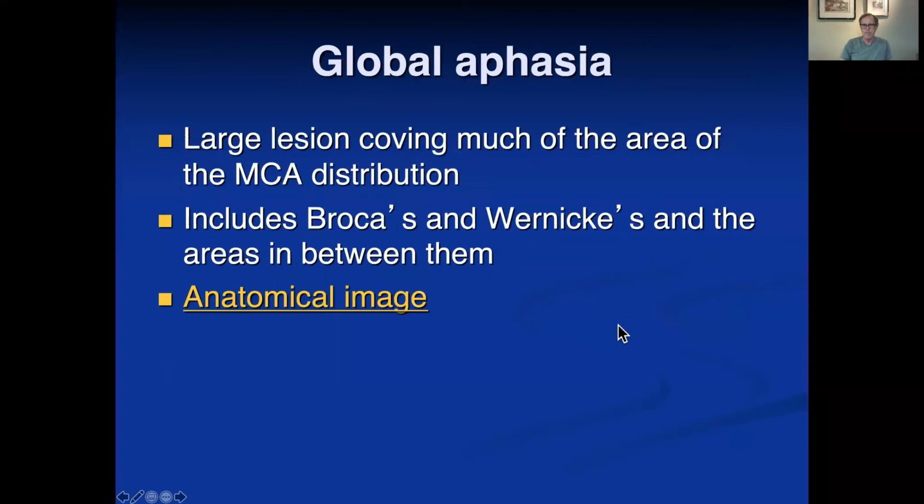All right. Global aphasia. It's sort of awkward to go back to that image, but it's the same one. And in global aphasia, it's the anterior and the posterior language areas and everything in between. Basically, it's a large lesion covering much of the region that receives blood from the MCA, and it does include Broca's and Wernicke's and everything in between.